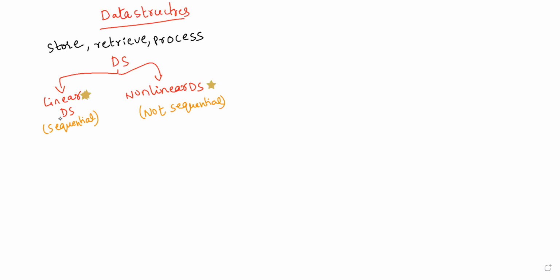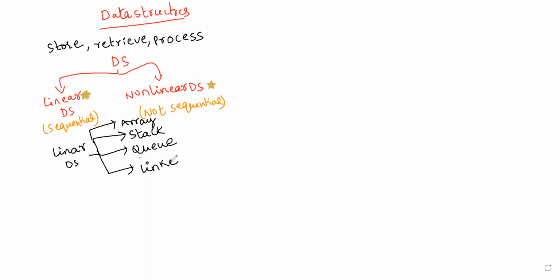Now we are going to discuss the linear data structures. Remember, linear data structures are divided into different types. First one is array, second one is stack, third one is queue, fourth one is linked list. So these are called linear data structures.